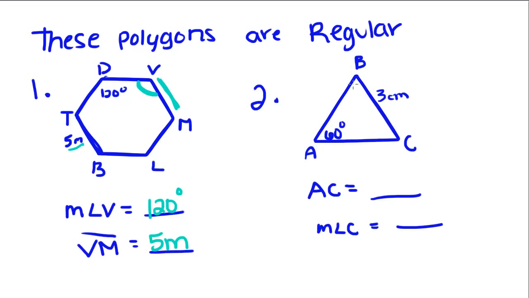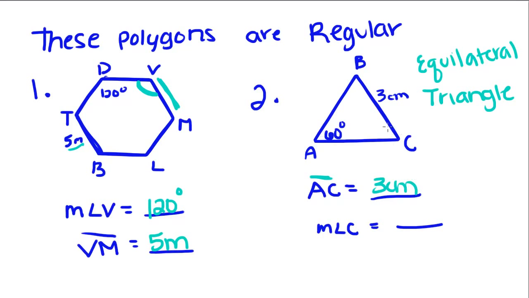So this is a regular triangle, and a regular triangle is a special kind of triangle, and it's called an equilateral triangle. Now, if you remember, when we learned about equilateral triangles, we said that they had congruent sides and congruent angles. So that's what we call it if we have a regular triangle, an equilateral triangle. So the measure of AC has to be 3 centimeters. The measure of angle C has to be 60 degrees.